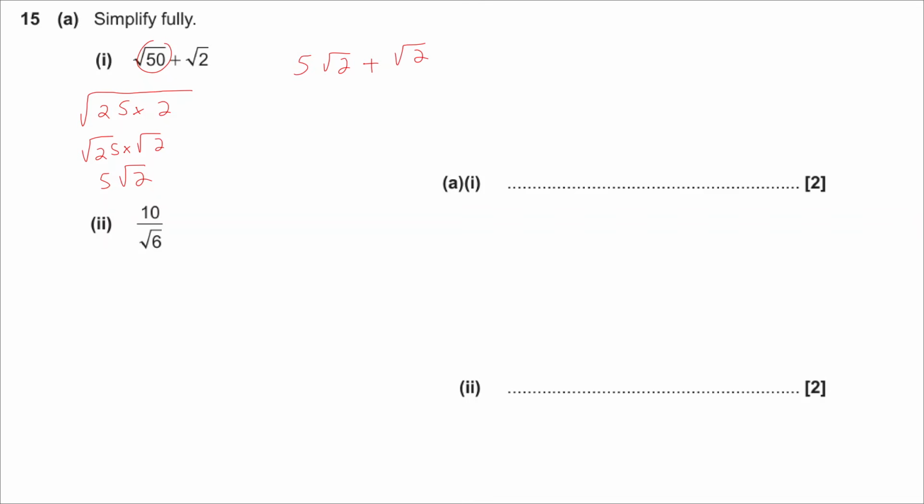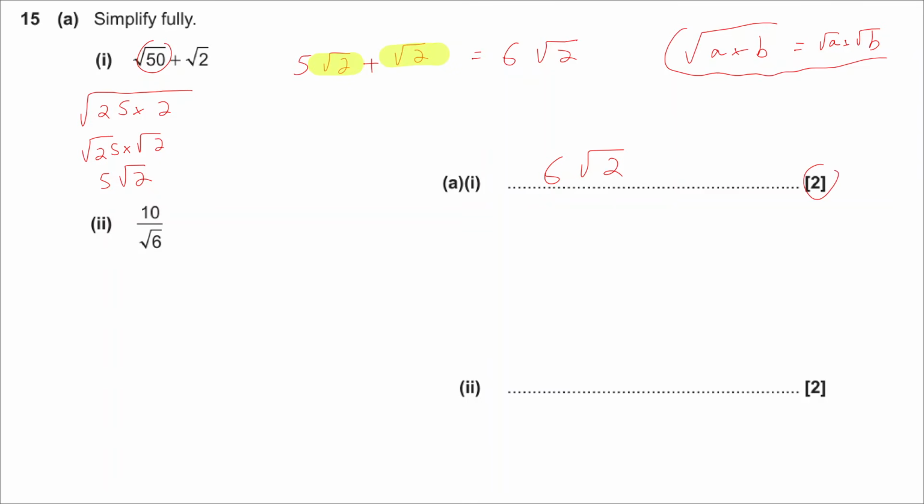And because now you've got a like term, you've got 5 root 2, add 1 root 2, it's simply going to be equal to 6 root 2. Okay, so that is your answer for this one over here, 6 root 2. Because from your laws of surds, root a times b is the same thing as root a times root b. So that's one of your laws of surds. And there we go, 6 root 2.